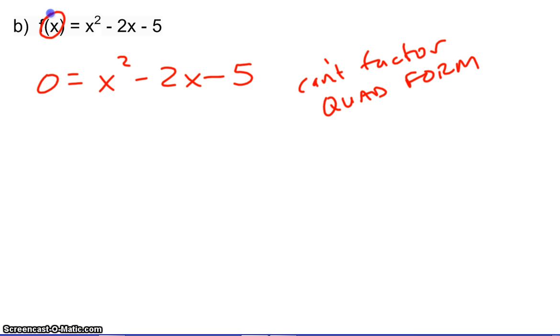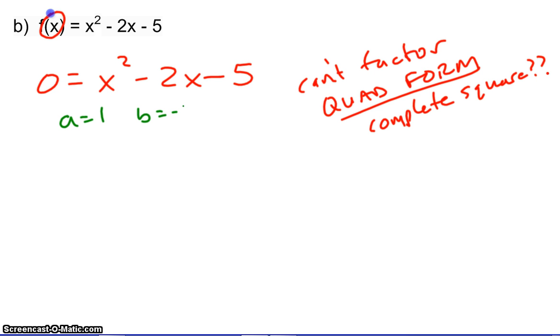There are other methods you could use. You could even complete the square. But I'm going to go with the quadratic formula. So why don't you go ahead and plug it into the quadratic formula or complete the square and see if you can find out what x equals. Go ahead and pause the video and do that. And so when you do this, your a value is 1, b value is negative 2, and your c value is negative 5. Plug it in.